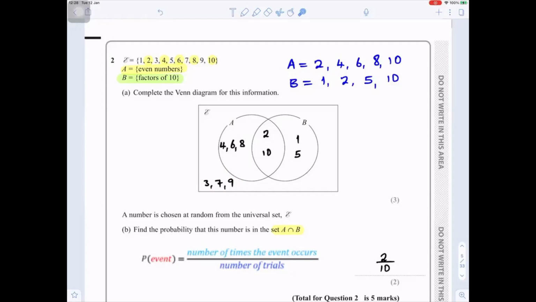And that's for 3 marks. So it's very important to put the numbers in the right places.